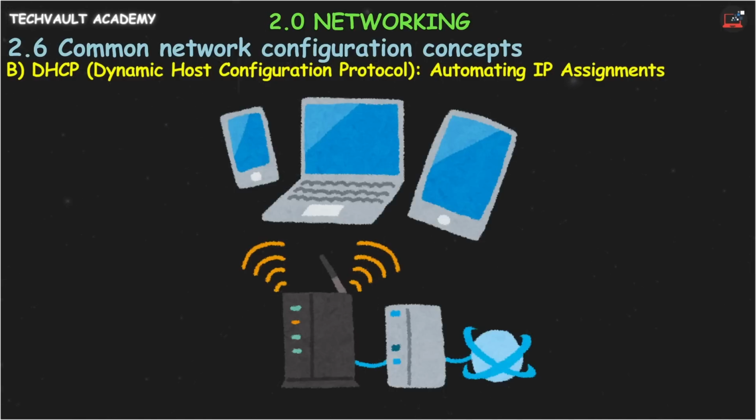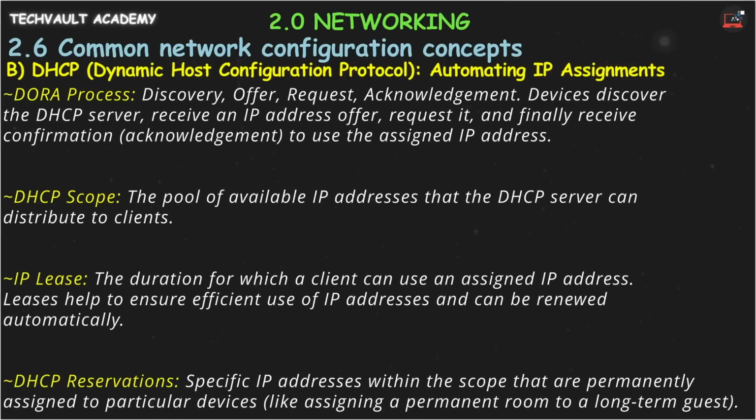Here's how it works. DORA process: discovery, offer, request, acknowledgement. Devices discover the DHCP server, receive an IP address offer, request it, and finally receive confirmation, acknowledgement, to use the assigned IP address.